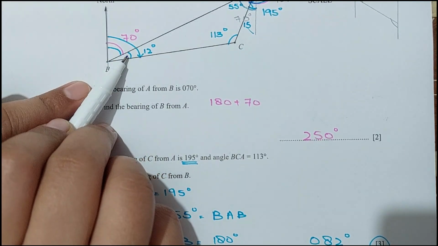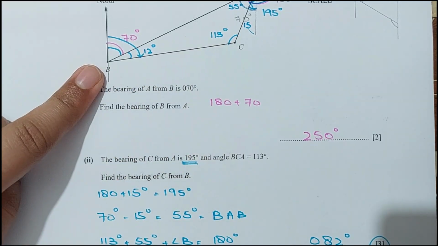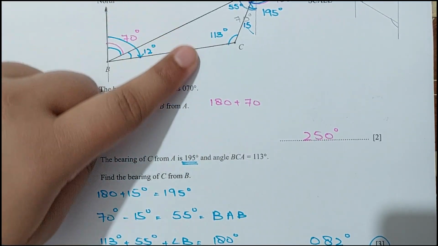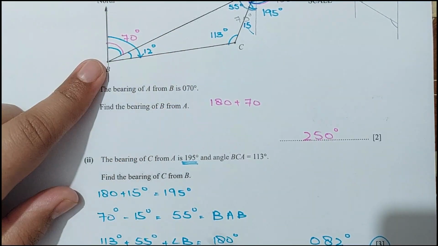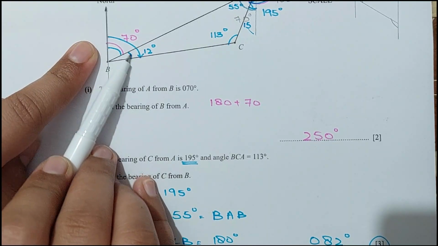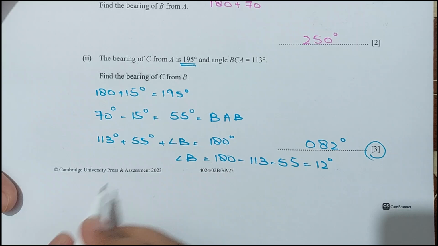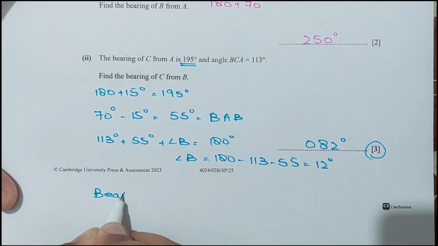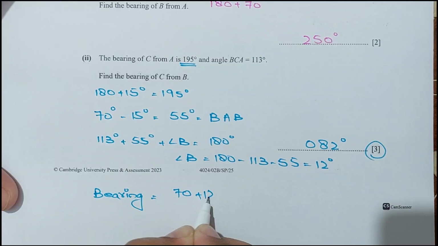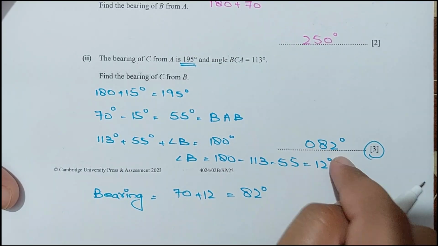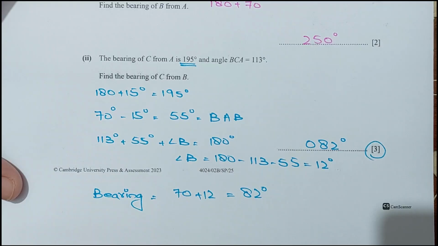Now we have to find the bearing of C from B, meaning from the north line of B till C, we have to find that angle. If this angle is 70, we have to add something to get that bearing. So for the bearing, in 70 we have to add 12. This would be equal to 82 degrees. So the bearing should be written in 3 digits, so 082.